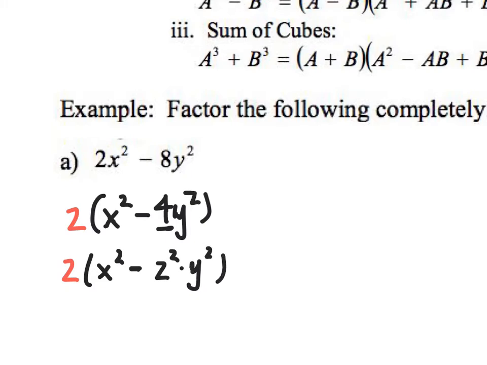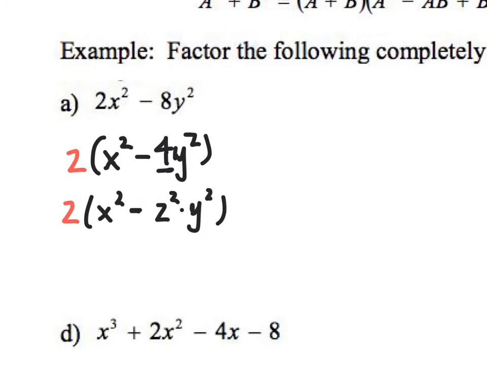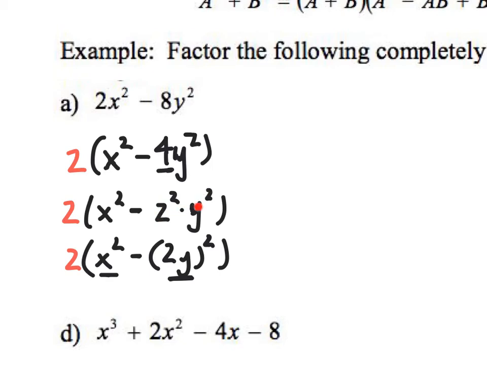Now when I see something squared times something squared, what I can then do is this. I can rewrite this as 2, parenthesis, x squared minus the quantity 2y squared. And so what I have here is something squared minus something squared. The trick is to be able to rewrite this. This is kind of tricky to do. But just think, 4 is a perfect square. I write that as 2 squared. Something squared times something squared means that I can write that quantity squared.